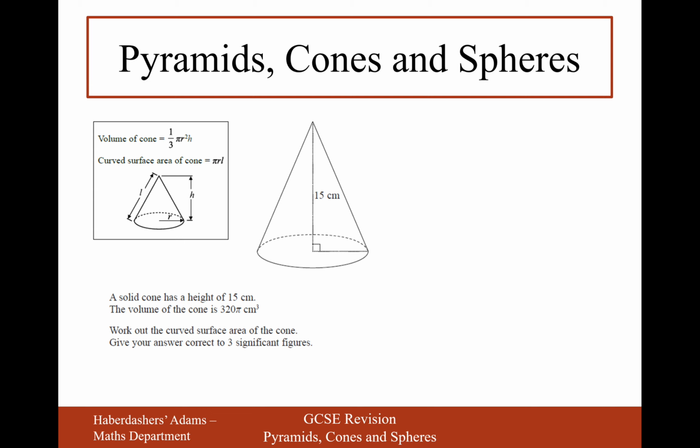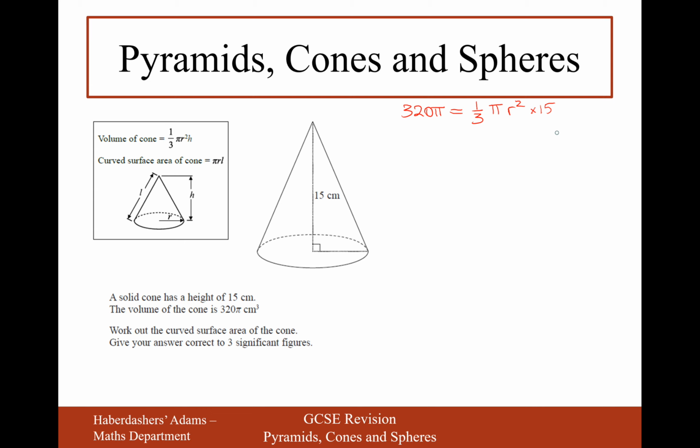Okay, so not even a straightforward question to get the ball rolling here. Generally, these questions are quite challenging. So, first of all, we need to work out what the radius of the cone is, given that we know the volume. So the volume is going to be 320 pi, and this is going to equal the formula for the volume of a cone. So it's going to be 1/3 pi r squared times h, but we know the value of h, that's 15.